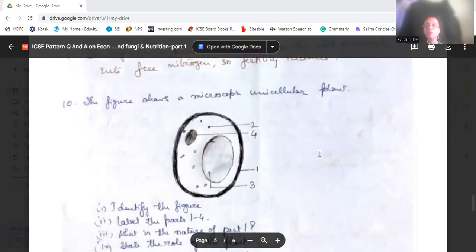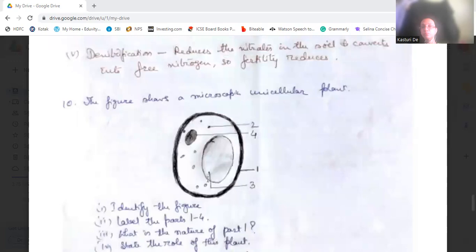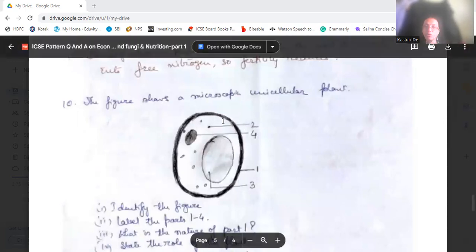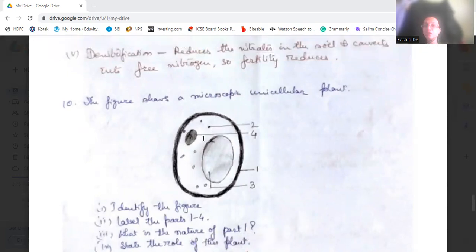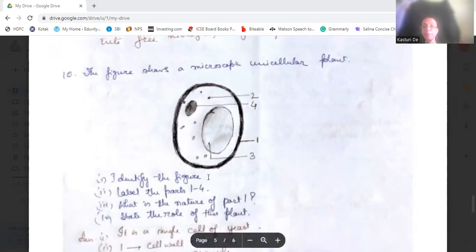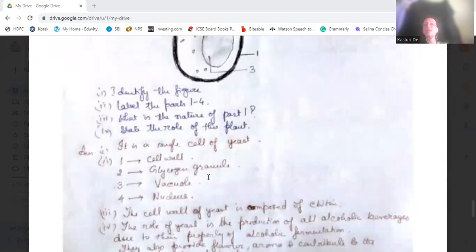Okay, so you can see a large rounded object here inside this cellular structure. There's a dark rounded object also present, smaller but dark rounded structures, and some small dot-like structures present here. So this cell is a single cell of yeast.